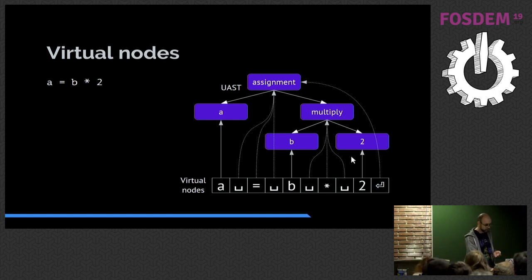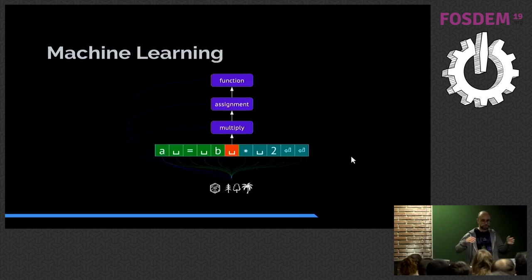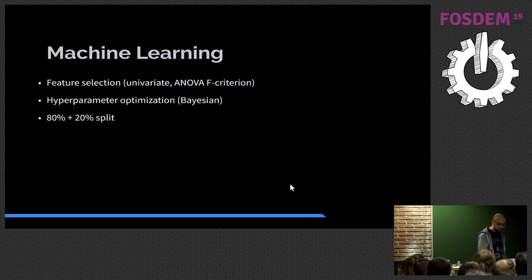And second, we only parse it. We don't do deeper analysis because we do it across all the possible projects. So once you extract features for each virtual node, you also add features from a few immediate parents, and then you pass it over to a random tree forest. Then you do feature selection, you do hyperparameter optimization, and also you split by 80% training and 20% validation. That's a very common way of doing that.